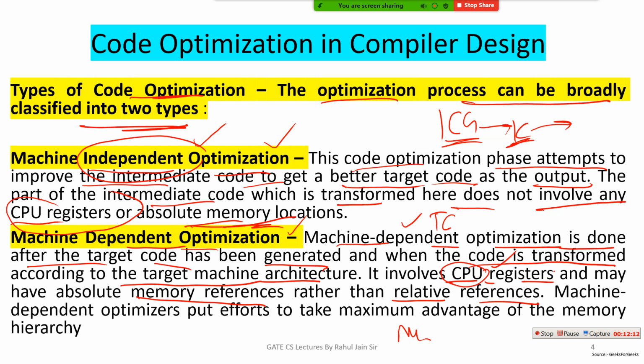So CPU registers and absolute memory references may have a part in the target code, in machine dependent optimization, but in machine independent optimization, CPU registers and absolute memory locations will not be involved. And machine dependent optimizers put effort into taking maximum advantage of the memory hierarchy, so that they can increase the efficiency ultimately, because optimization is all about efficiency. Okay, so these are the two types of code optimization.